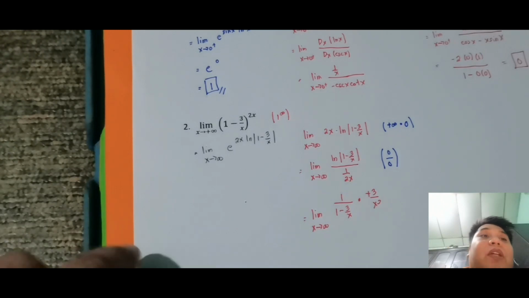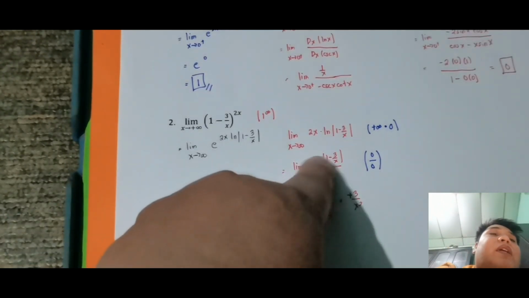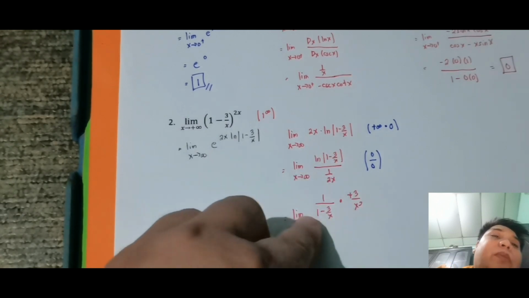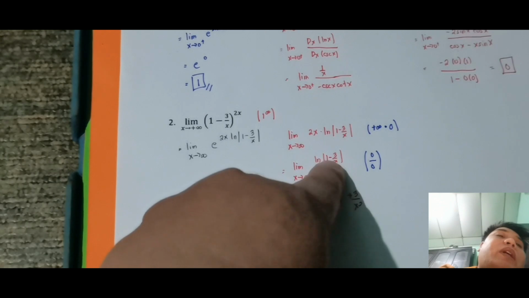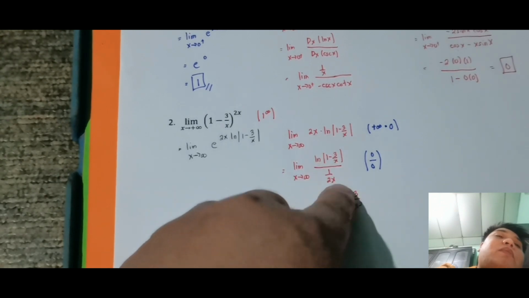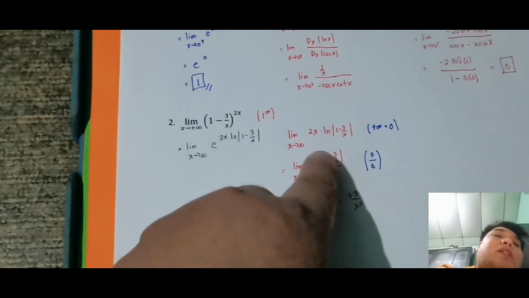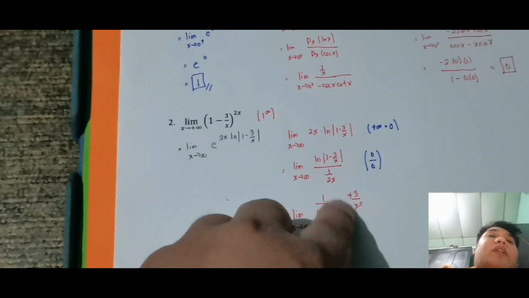So again, check mo mabuti kung paano ginawa ni sir, no? Dinerivative ko yung ln of 1 minus 3 over x. Umilalim yung 1 minus 3 over x. Derivative pa ng loob, which is 1 minus 3 over x. That is positive 3 over x squared. So bakit positive? Kasi negative times negative 3 over x squared is positive.